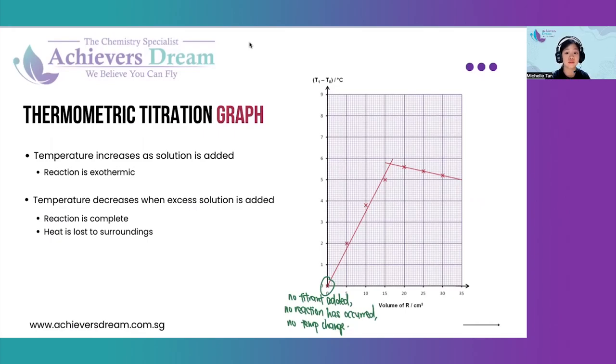As the titrant is added, in this particular case, the reaction is exothermic, thus the temperature increases. However, you could also have some scenarios where you're carrying out an endothermic reaction and you could have temperature decreasing as well. Either way, once we reach that maximum, as previously mentioned, this is our endpoint. And then excess solution is added from this point onwards.